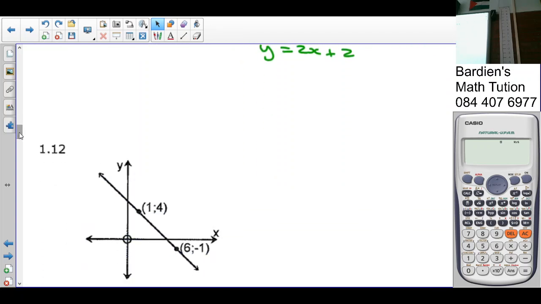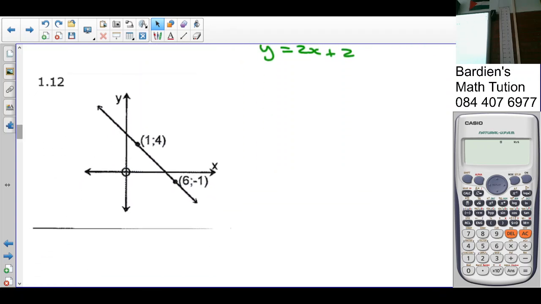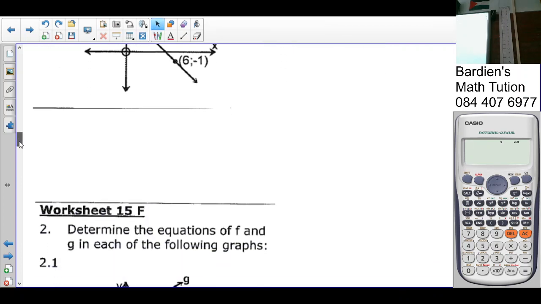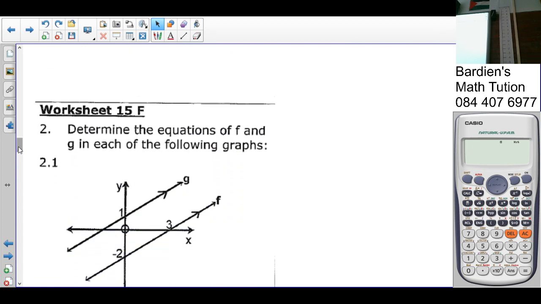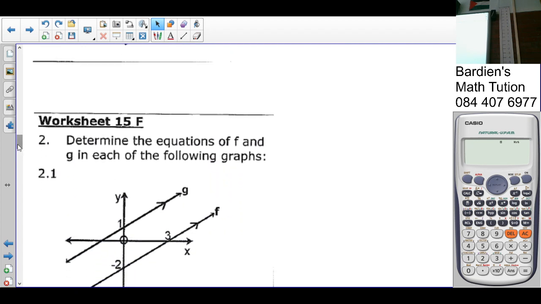Next. 1.12. I have an equation of y equals negative x plus 5, number 2.